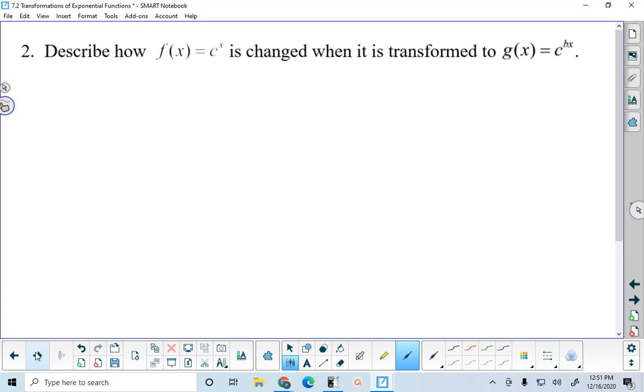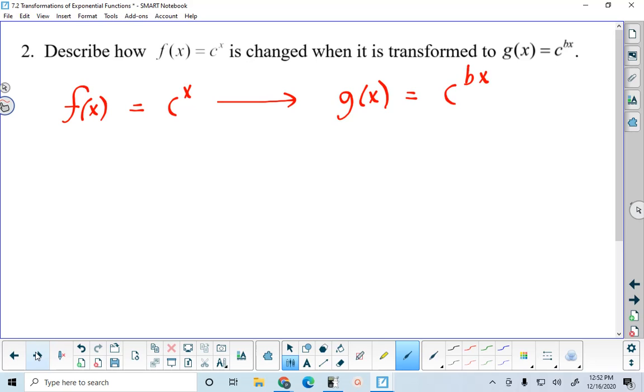Describe how f of x equals c to the x is changed when we go from f of x equals c to the x. There's a little bit of writing here, and I don't mean to go too slow, but I want to make sure that everybody gets a chance to write the stuff down. We're going from f of x equals c to the x to a new function g of x equals c raised to the b times x.